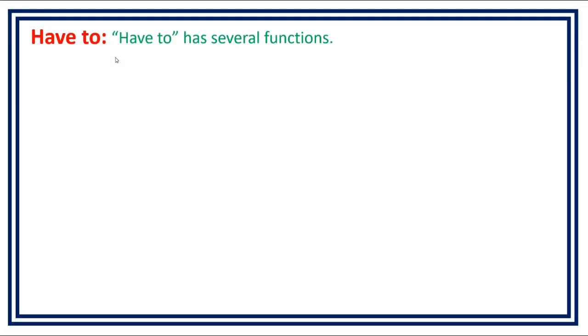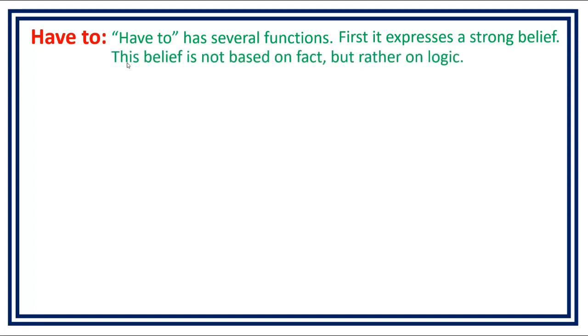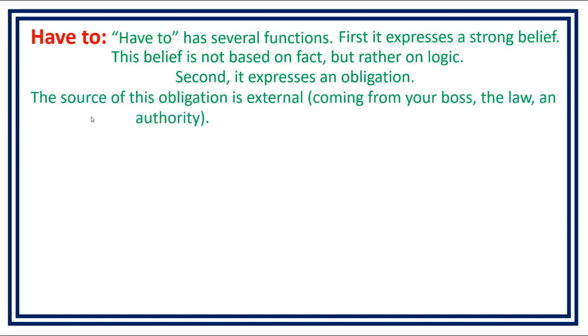Have to. Have to has several functions. First, it expresses a strong belief. This belief is not based on fact, but rather on logic. Second, it expresses an obligation. The source of this obligation is external, coming from your boss, the law, and authority. The negative of have to is do not have to.